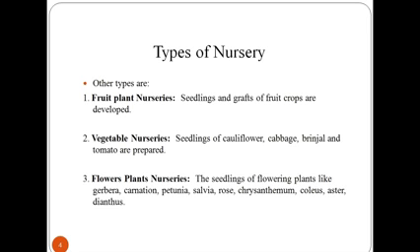In fruit plant nurseries, seedlings and grafts of fruit crops are developed. Vegetable nurseries is a type in which nursery seedlings of cauliflower, cabbage, brinjal and tomatoes are prepared. In flower plant nurseries, the seedlings of flower plants like carnation, salvia, rose, coleus, aster and dianthus are developed.